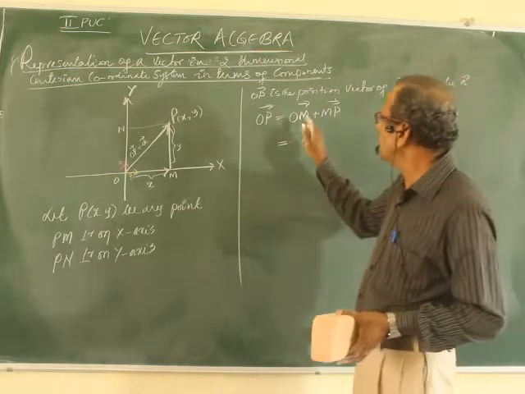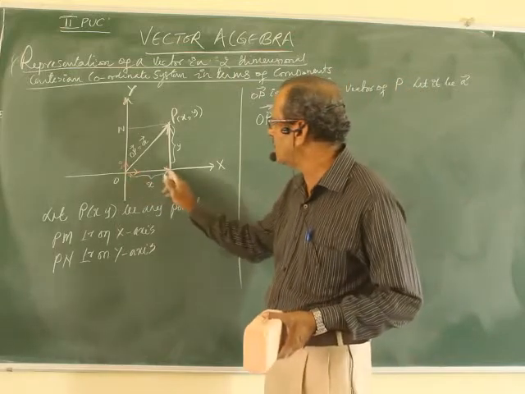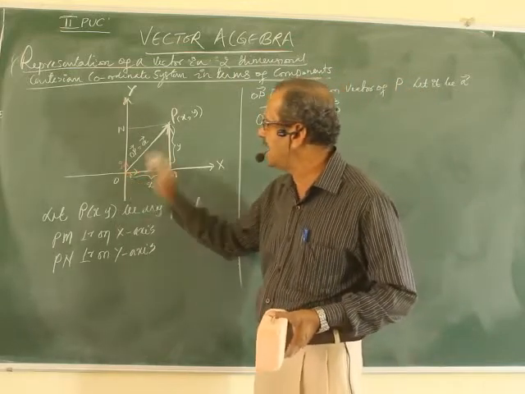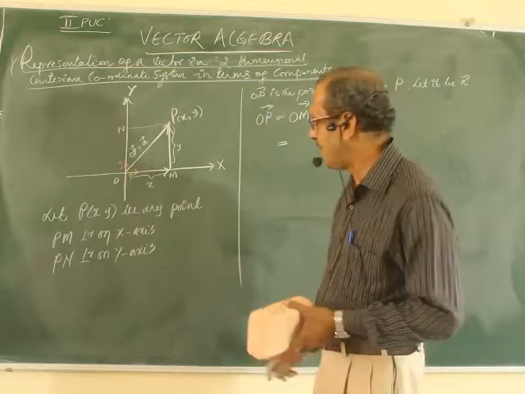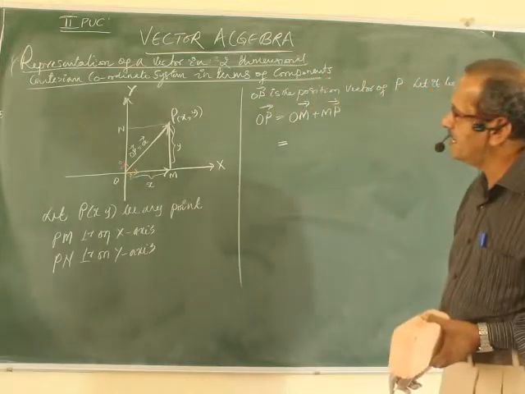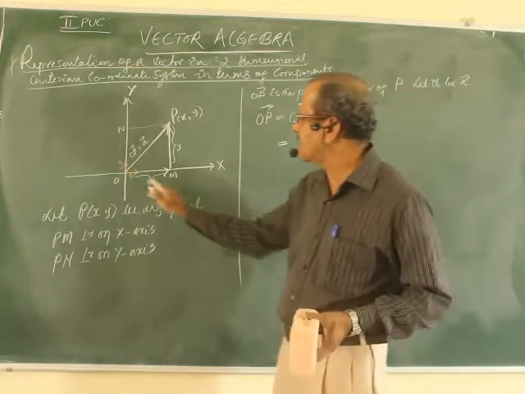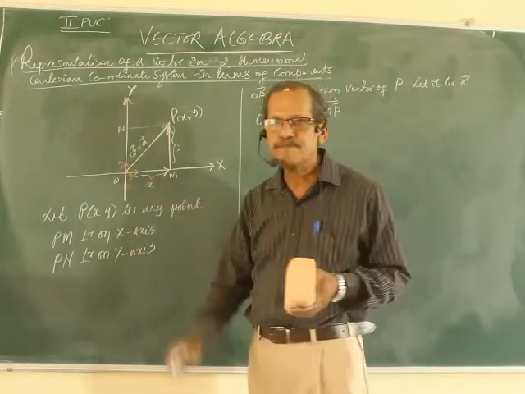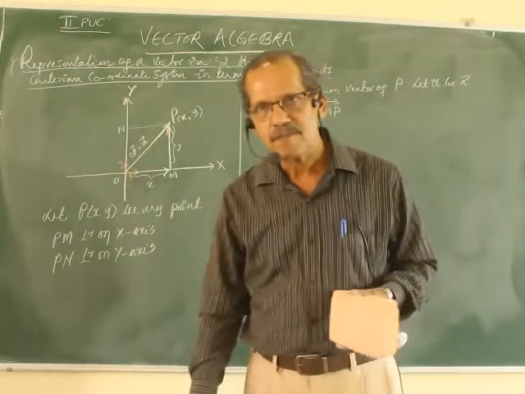If it is clear, let me proceed for the next step. But OM is the vector. OM is the vector. I have taken I cap, unit vector. Unit vector. What is the relation between OM and I cap?